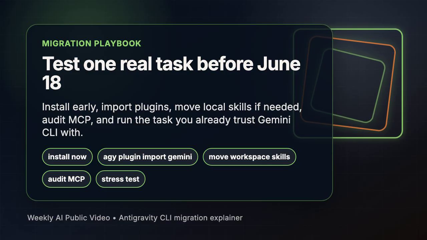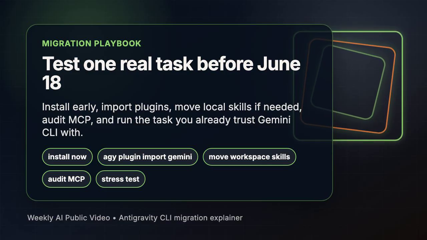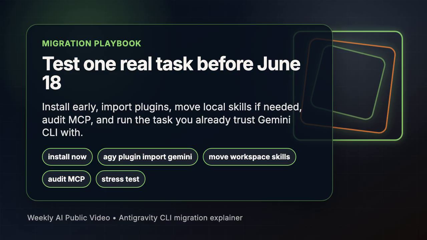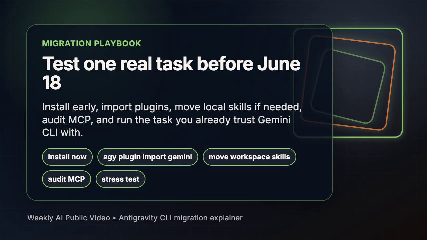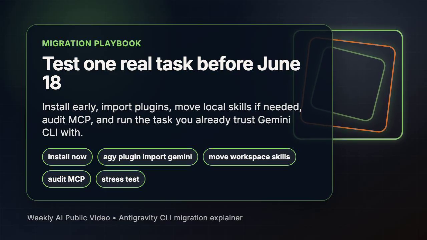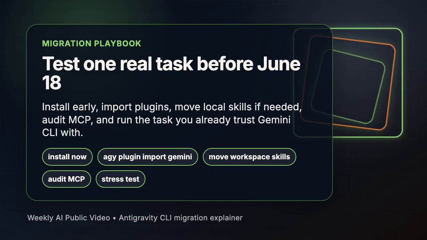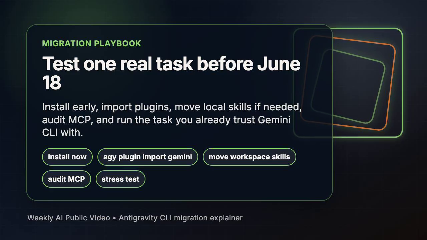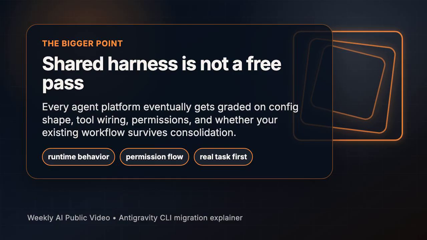Then do one real task, not a toy prompt, a real task you already trust Gemini CLI with. If that task depends on skills, hooks, MCP, auth, or long-running agent behavior, even better. That is the stress test you actually care about. And if you hit something weird, decide whether Antigravity CLI is ready for your daily driver workflow now, or whether it is only ready for a second track experiment.